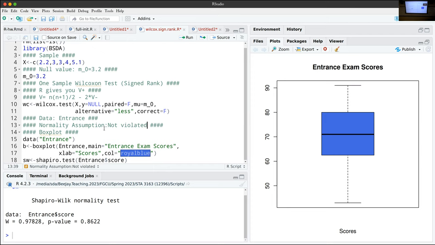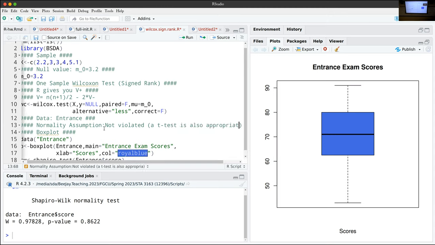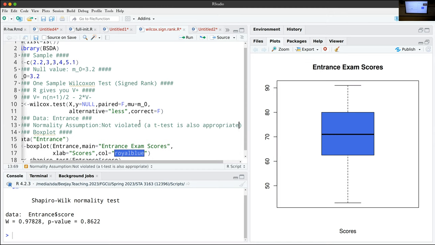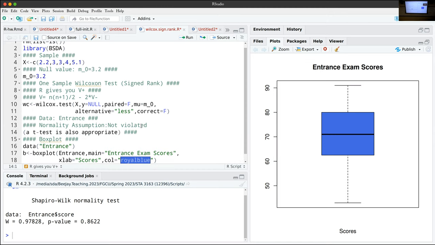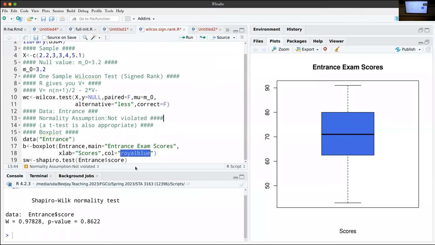So can I do a t-test? Yes. So you can do a t-test, that is also appropriate. Well, we can do both, right?